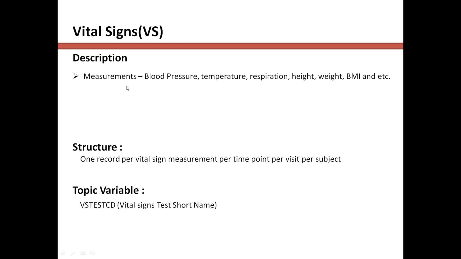Vital signs is another domain in the findings. It consists of measurements for all subjects who participated in the clinical study, like blood pressure, temperature, respiratory rate, height, weight, BMI, and other details. The structure is similar: one record per vital signs measurement, per time point, per visit, per subject, and the topic variable is vital signs test code.